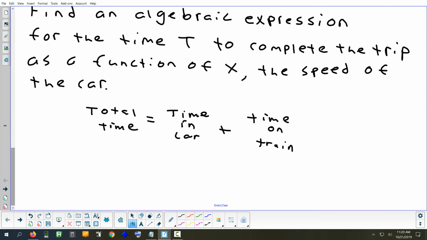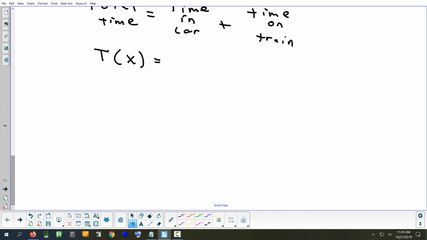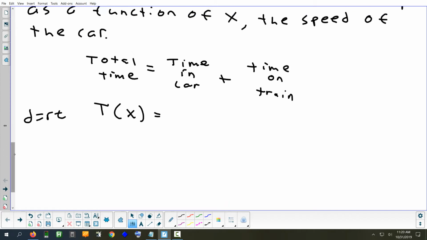Okay, now we need to figure these out. So we're going to write time as a function of x. I'm calling my equation t of x, and x is the speed of the car. So let's take our formula, just off to the side. Can someone tell me how you would take distance equals rate times time and solve it for time?